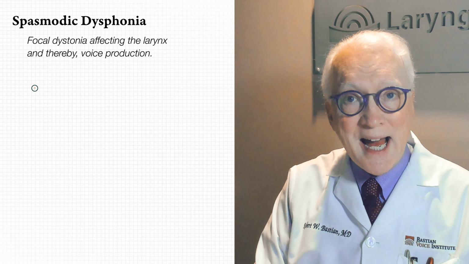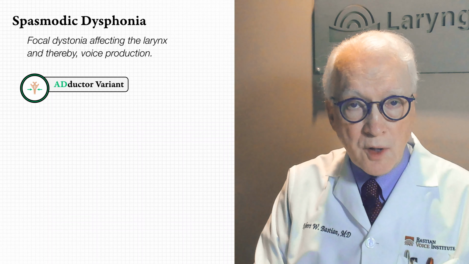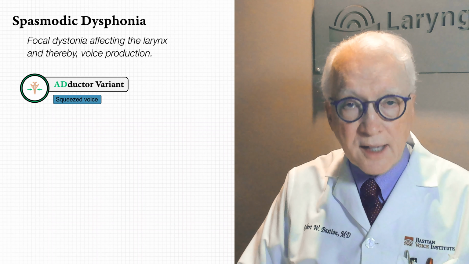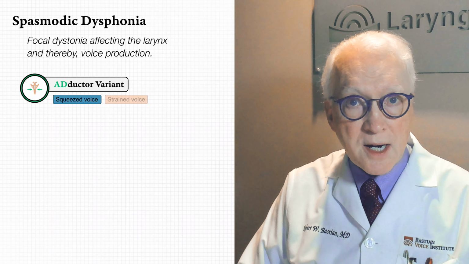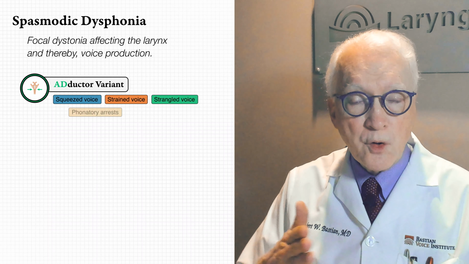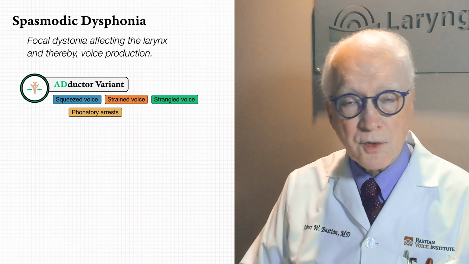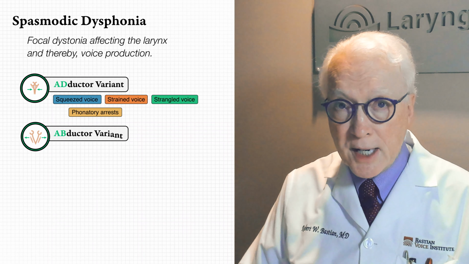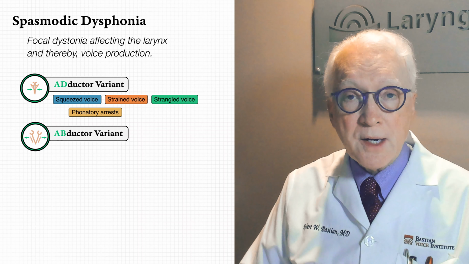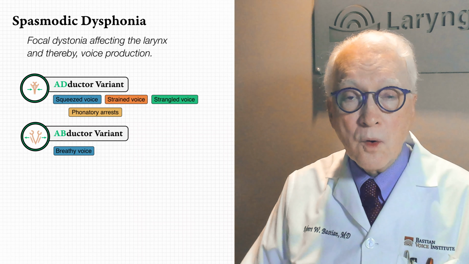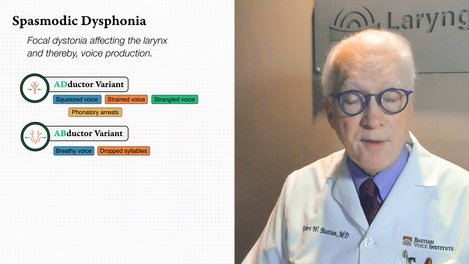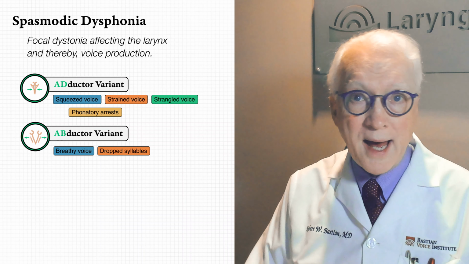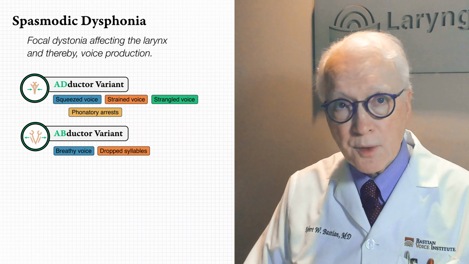Common forms are the adductory variant. That's the most common. That's where the voice is squeezed and catches. The features are the strain and the strangled voice and the phonatory arrests, which are the cutouts or the catches or the grabs. And then there's abductory spasmodic dysphonia. The feature there is either a breathy voice or syllable dropouts to nothing, to air or to whisper. And of course, you could have a variant that has both adductory and abductory spasms.